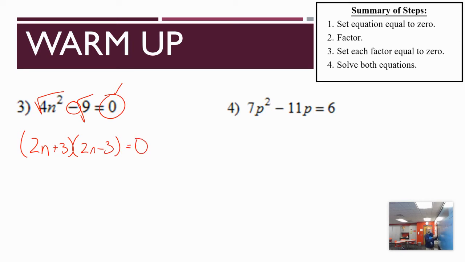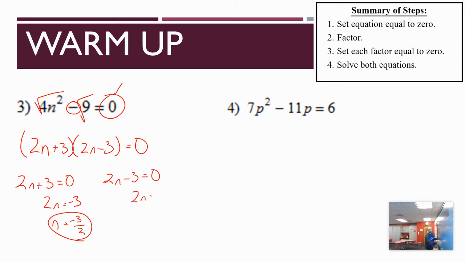And then I'm ready to set each of those factors equal to 0, and solve. So I'm subtracting 3 in this first equation to get 2n equals -3. Divide by 2, n equals -3/2. A little bit of the opposite in the other one. So add 3 to both sides. I get 2n equals +3. Divide by 2, I get n equals +3/2. Done.